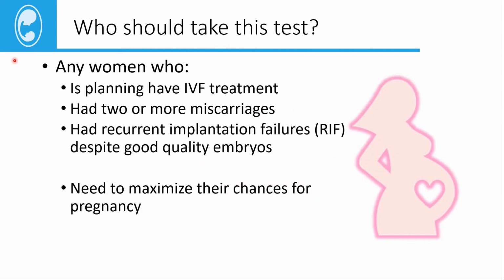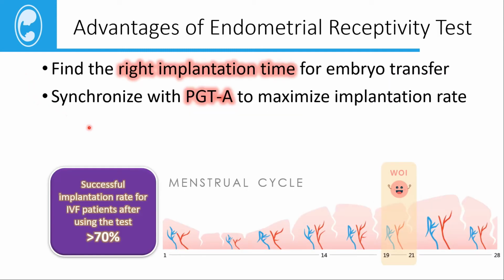So who should take this test? Any women who is planning to do IVF need to consider doing the endometrial receptivity analysis, as studies have shown that it definitely improves the pregnancy rates. Any women with previous miscarriages should consider this as well, as abnormal implantation timing may also result in miscarriage. Now, for women who have previously done IVF, a possible reason for the IVF failure could be the womb lining factor.